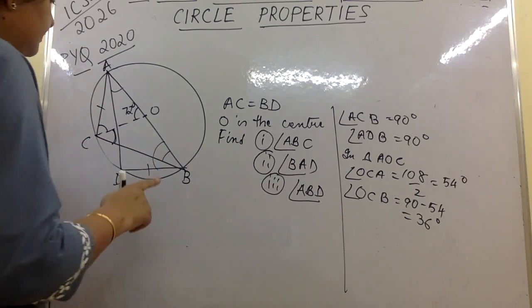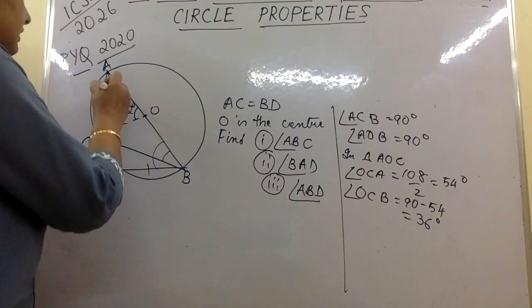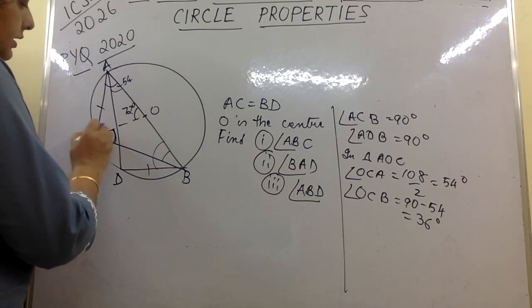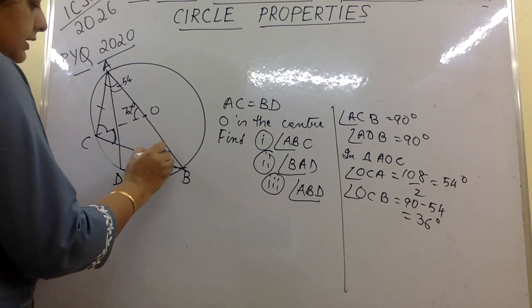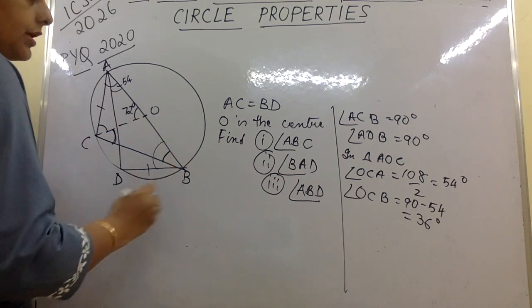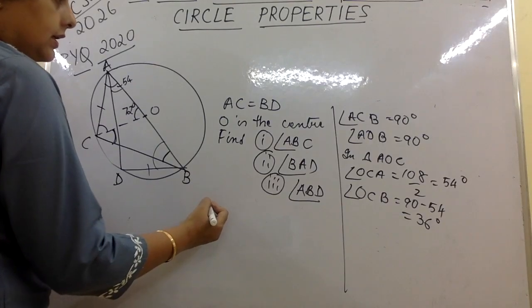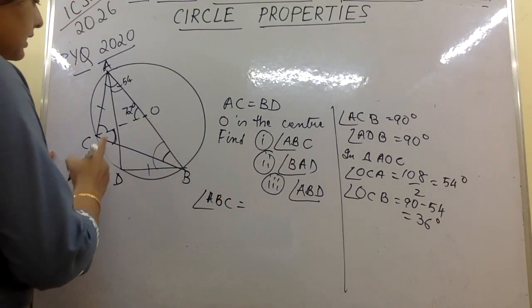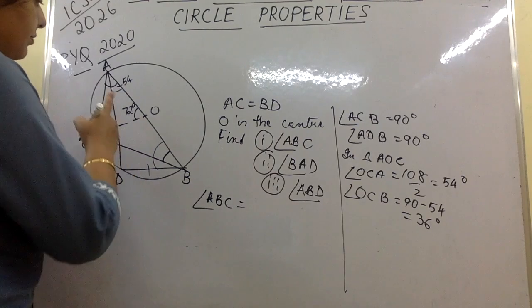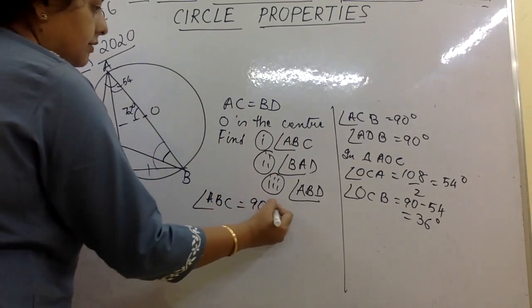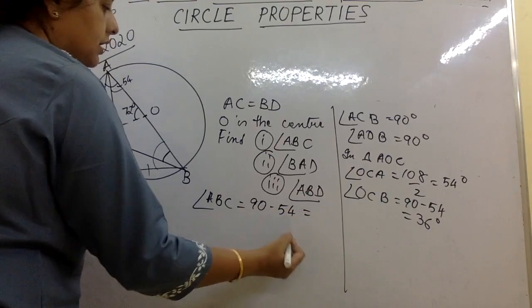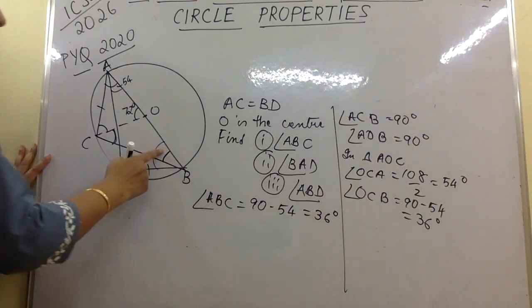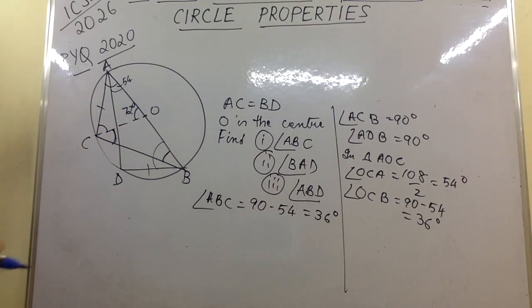They want angle ABC. They want this small angle. Okay, so if this full angle is 54, here this full thing is 90, then how much is this one? Angle ABC is 90 minus 54, which is equal to 36 degrees. So we get the first answer as 36 degrees.